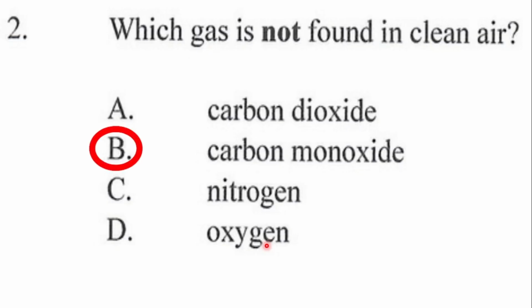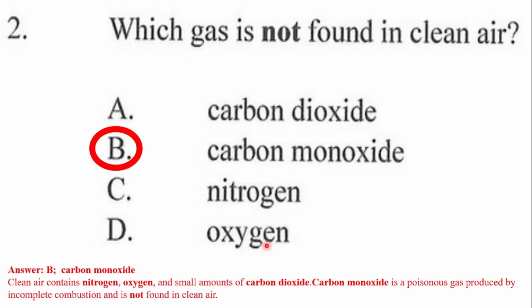The correct answer is carbon monoxide. In clean air, you're going to find carbon dioxide, nitrogen, and oxygen, but you're not going to find carbon monoxide. So the correct answer is definitely going to be B, carbon monoxide, because clean air contains nitrogen, oxygen, and small amounts of carbon dioxide. Carbon monoxide is a poisonous gas produced by incomplete combustion and is not found in clean air.